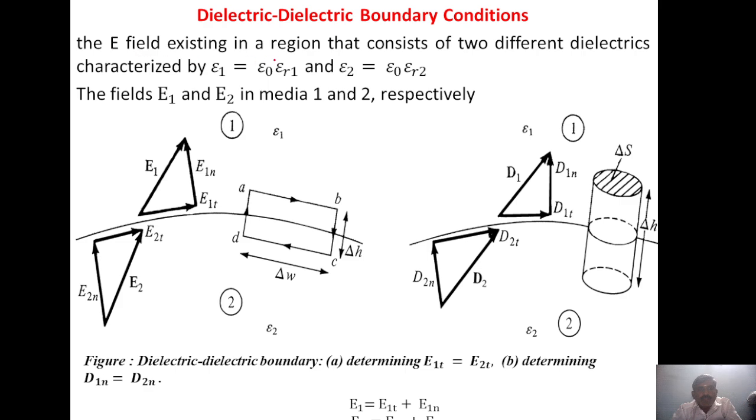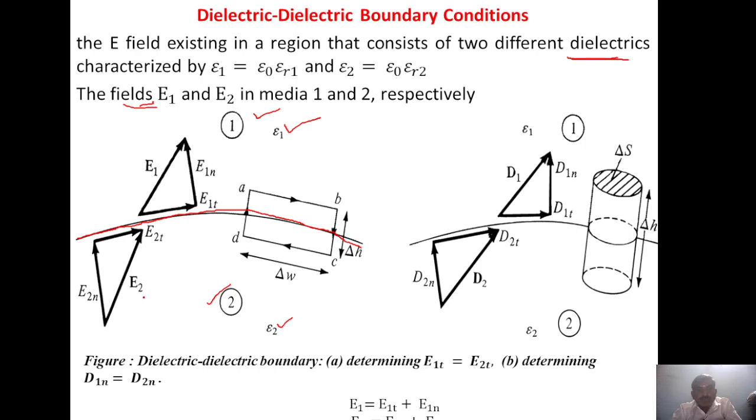So the electric field exists in the region that consists of two different dielectrics. Assume there is a region. So this may be the region. So there are two dielectrics. In region 1, take the dielectric value as epsilon 1, and in region 2, take the dielectric value as epsilon 2. Correspondingly, E1 is the electric field intensity in medium 1 and E2 is the electric field intensity in medium 2.